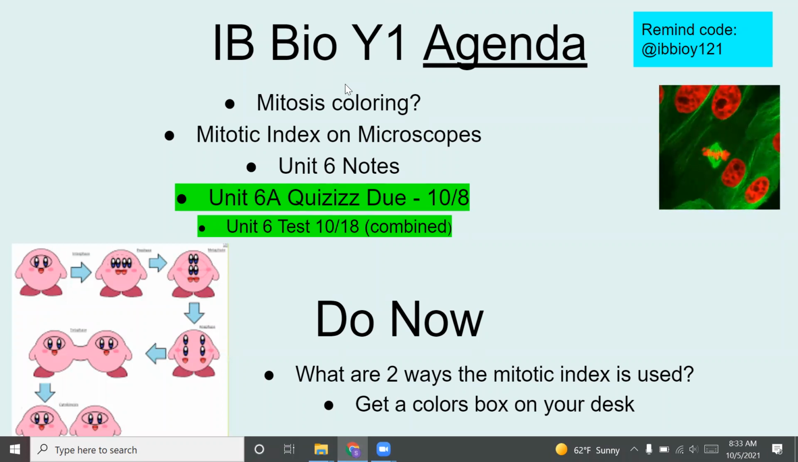We are going to practice your mitotic index skills on actual microscopes. You will get a slide that shows you an onion root tip, and then it will have all the different stages of mitosis. And then from that, you will calculate the mitotic index.